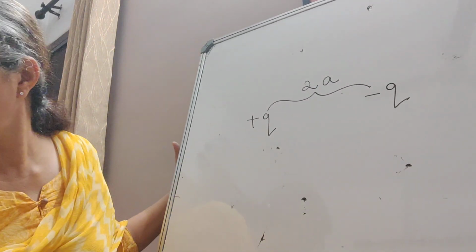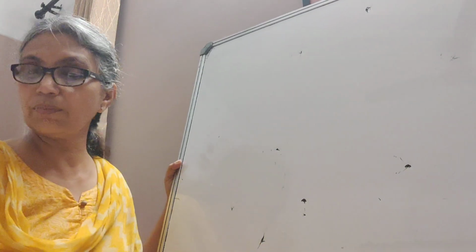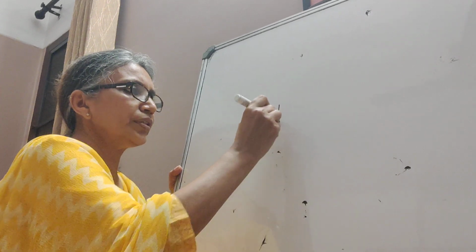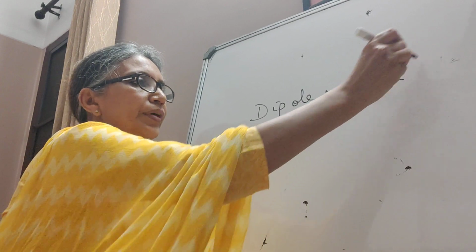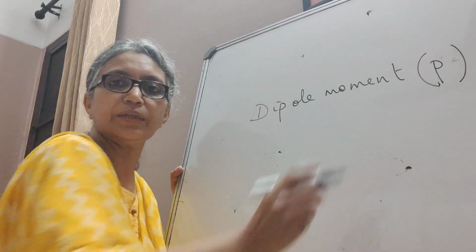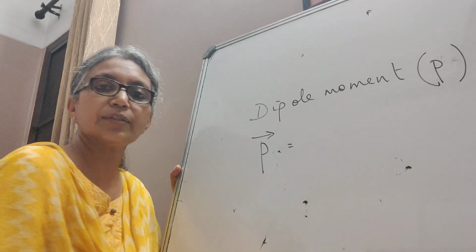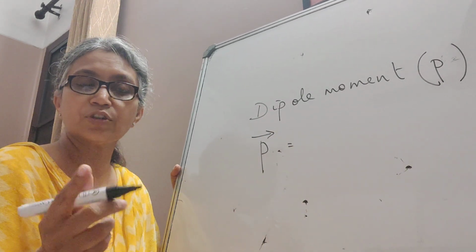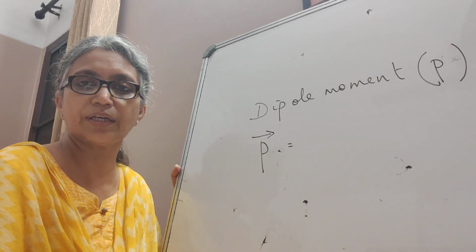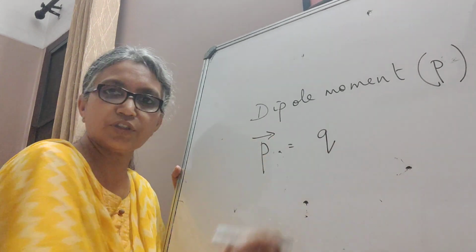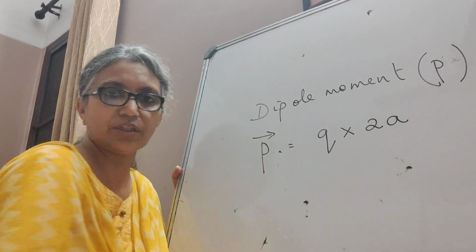The very next topic below that is another quantity called the dipole moment, represented by the small letter p. P again is another vector defined as the product of any one of the charges. That means magnitude of the charge, plus q and minus q, both of them have the same magnitude. So magnitude of any one of the charges, product of that and the total distance between the two charges.